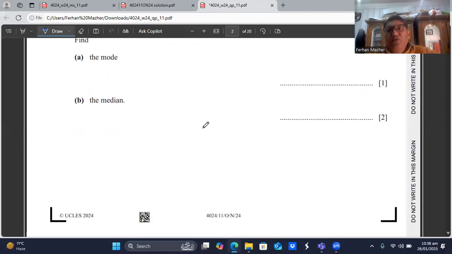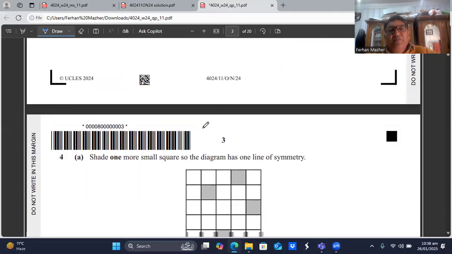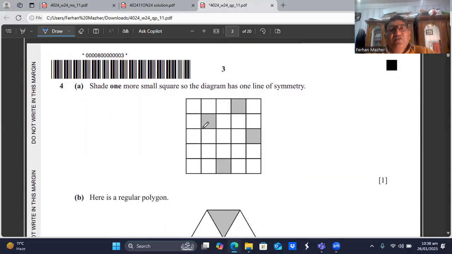Okay, so we are going to the next question, and the next question coming up on your screen is question number 4. Question number 4, A part: shade one more small square, so the diagram has one line of symmetry.